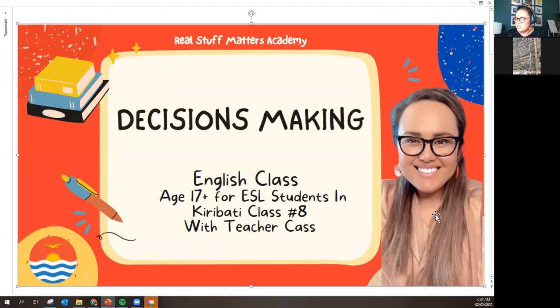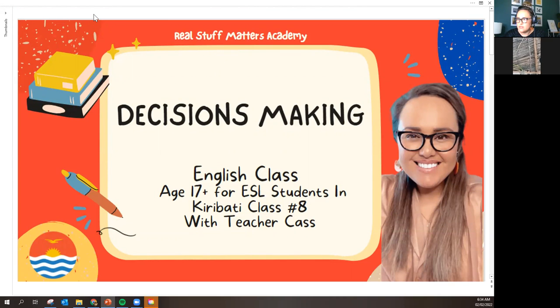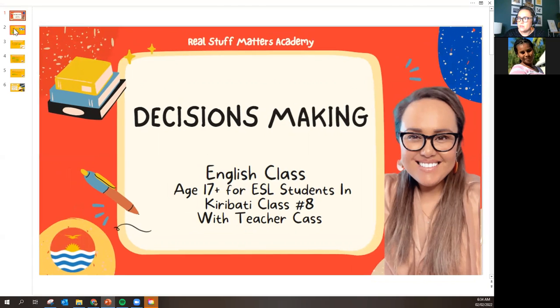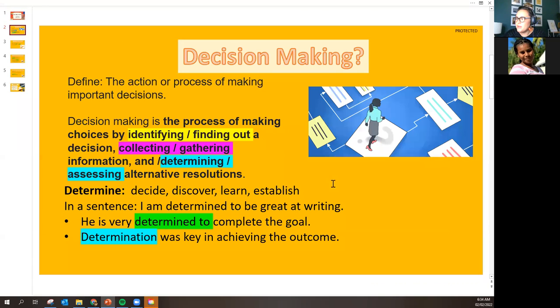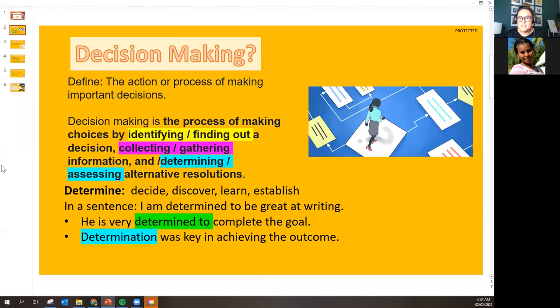Okay, so decision making. I'm just going to move to the next slide. So decision making, what's the definition of decision making? Does anyone want to have a go at reading that to the class? So define, anyone want to try and read? Yes, please.